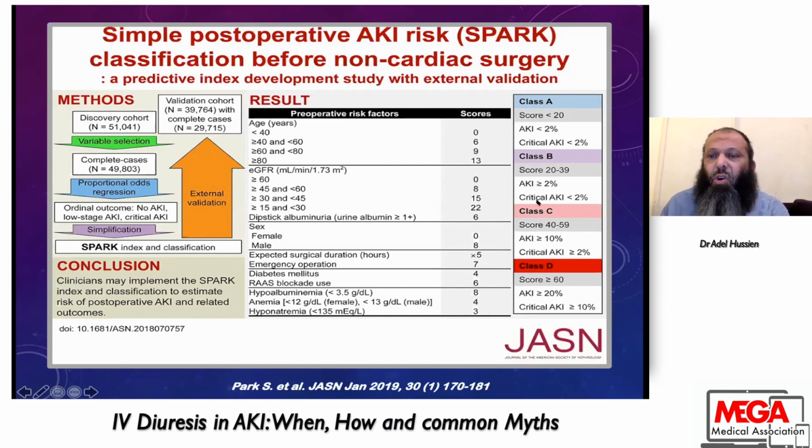According to those scores, you have the classes, and based on the class, you have more than 20% risk of AKI, or critical AKI if more than 10%. So this is the score between 40 to 59, and this was the scoring between A, B, C, and D, where D is the one with the most severe, the critical one.